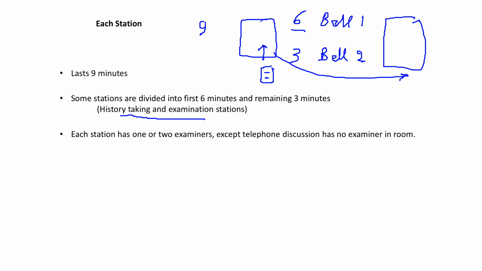In this minute you do not read the instructions. When the 1 minute passes, they tell you that you can read the instructions. So each station consists of 9 minutes. There are usually 1 or 2 examiners, and each station has equal marks. There are usually 20 marks in each station.